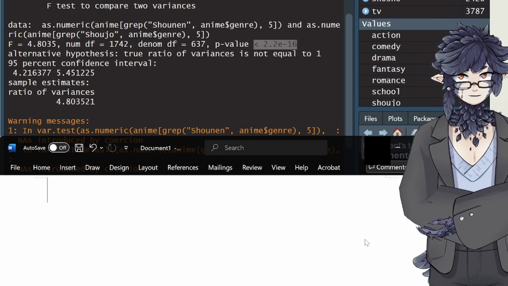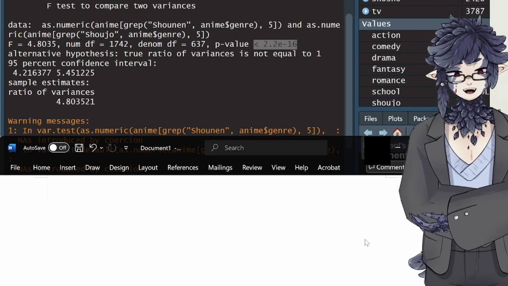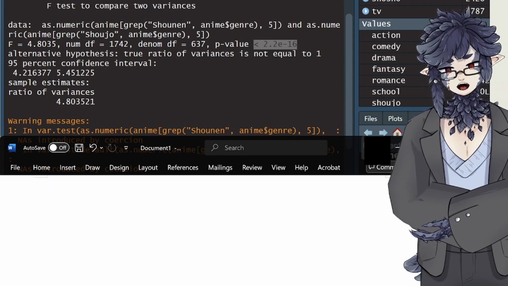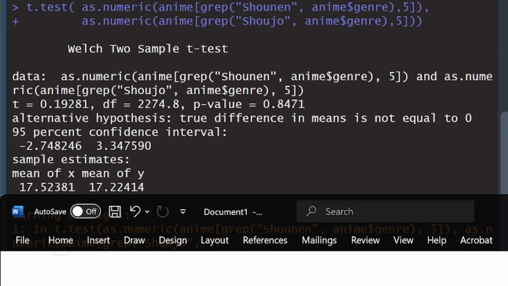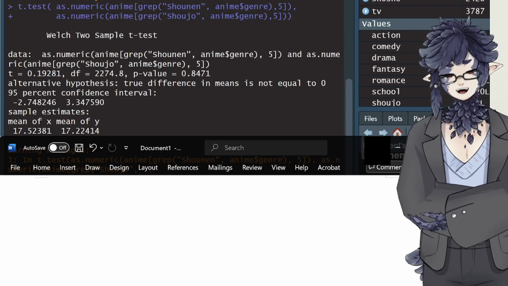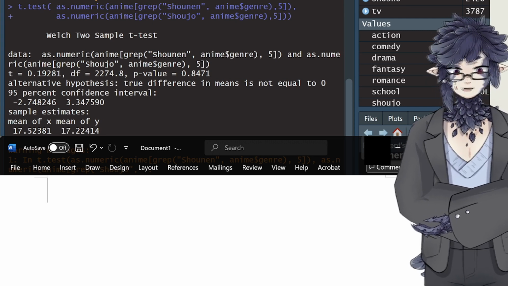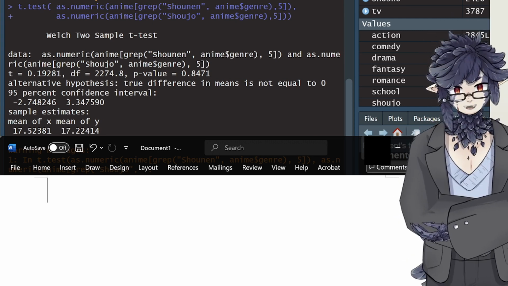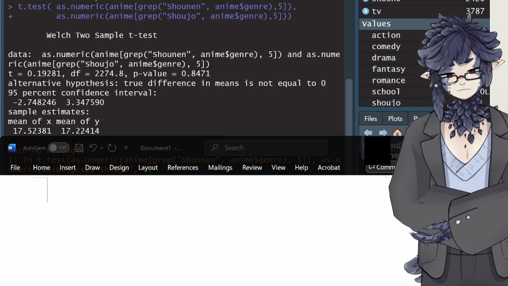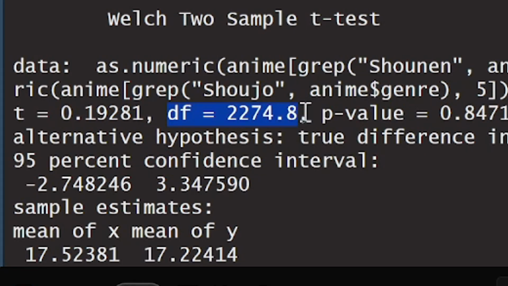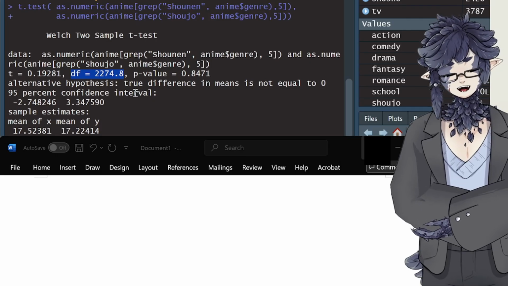So why do I care about this for writing things up in APA style? Well, it affects what some of the numbers are going to look like. So here's the t-test. This is looking at the number of episodes in shonen versus shoujo anime. Now you'll notice something weird about the degrees of freedom here. So here's the degrees of freedom in R's output, and you'll notice it has a decimal place.